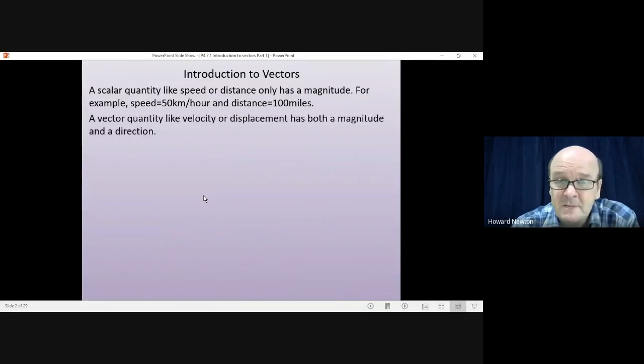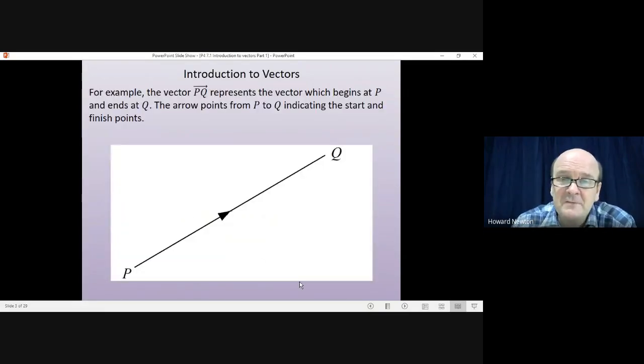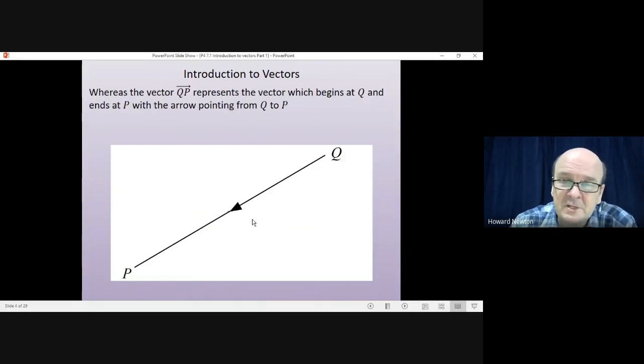A vector quantity, like velocity or displacement, has both a magnitude and a direction associated to it. And vectors can be represented by a line segment with the appropriate magnitude and direction. So, for example, if you had the vector PQ, that would represent the vector which begins at P and ends at Q. And you'll notice that the arrow points from P to Q, both in the drawing, and when you write down the vector, it goes from P to Q. Whereas the vector QP represents the vector which begins at Q and ends at P, with the arrow pointing in the opposite direction.